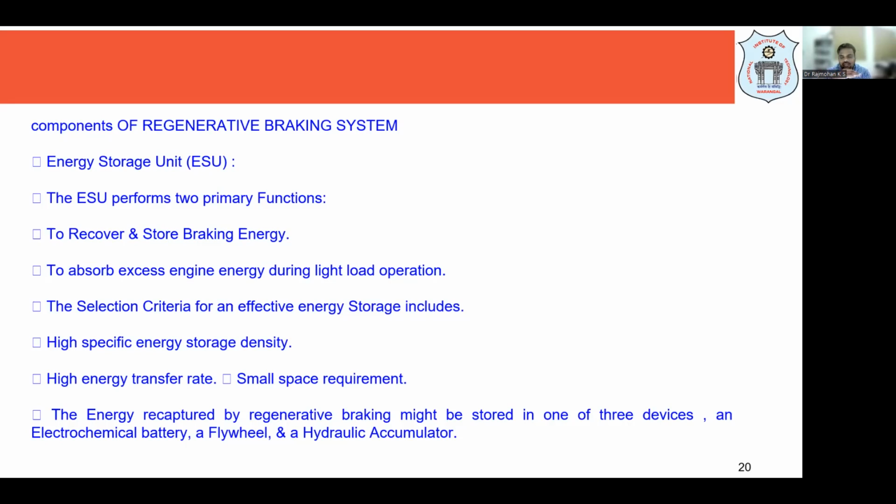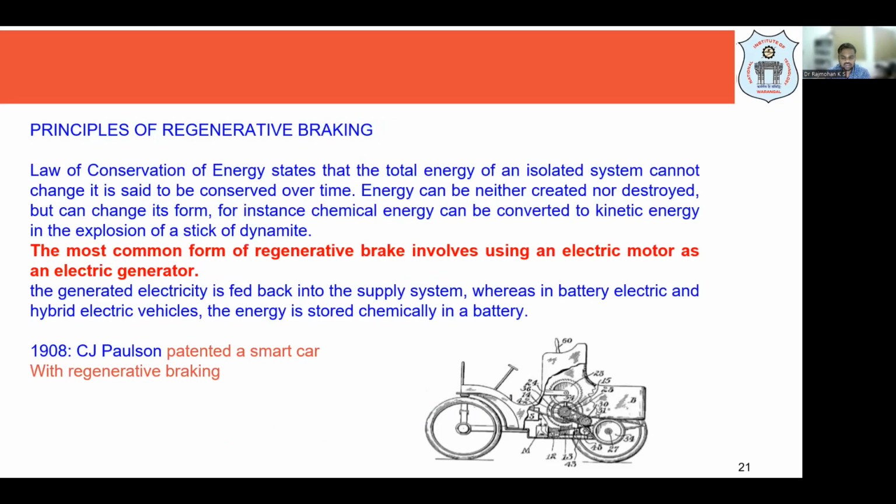And the selection criteria for an effective energy storage include high specific energy storage density, high energy transfer rate, and a small space requirement. Okay, so this needs to be addressed. And the energy captured by regenerative braking might be stored in one of three devices. Either it can be stored in an electrochemical battery, or in a flywheel, or a hydraulic accumulator. You know that it can be stored hydraulically.